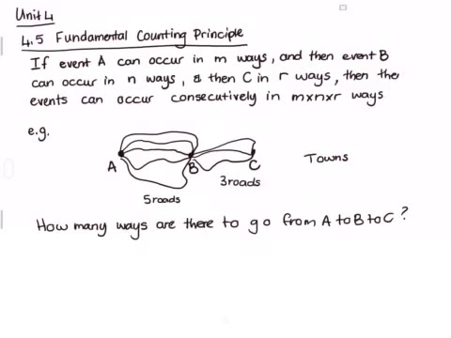Then you simply use this principle. You say, going from A to B, there are 5 roads that I can take. There are 5 ways this can happen. Going from B to C, there are 3 roads that I can take. So altogether there are 15 ways I could go from A to B to C. So that's your fundamental counting principle.